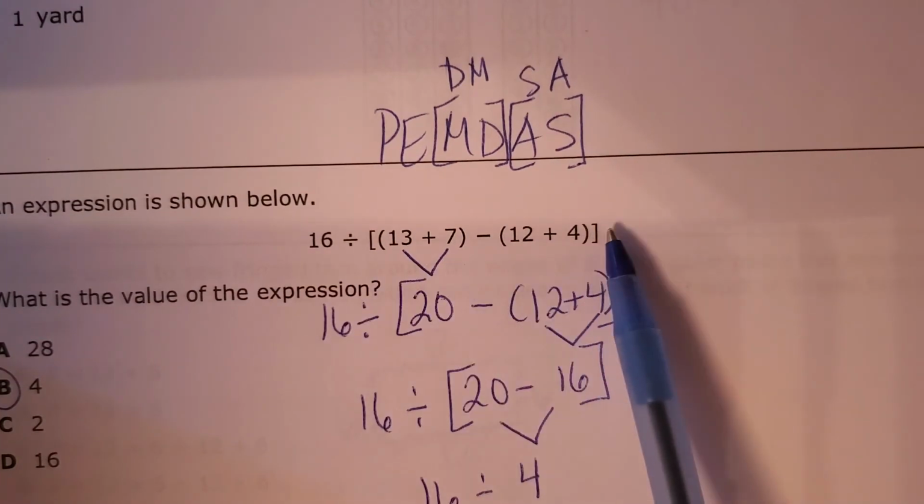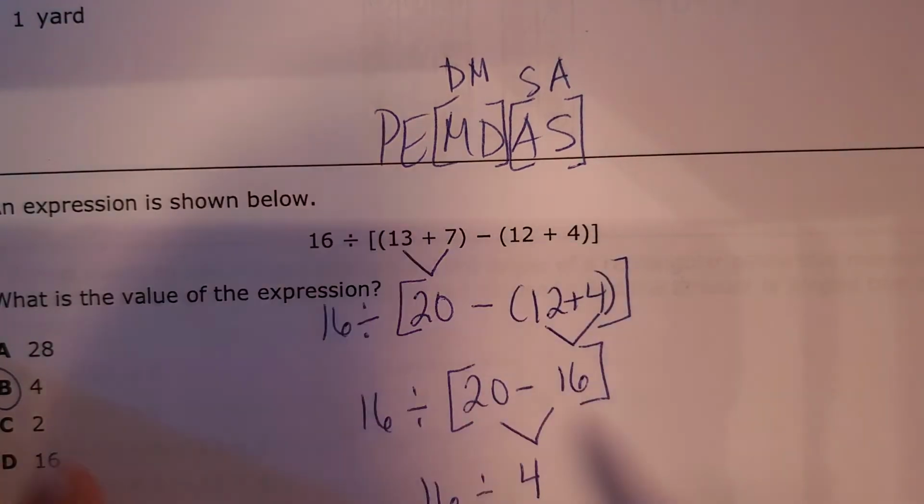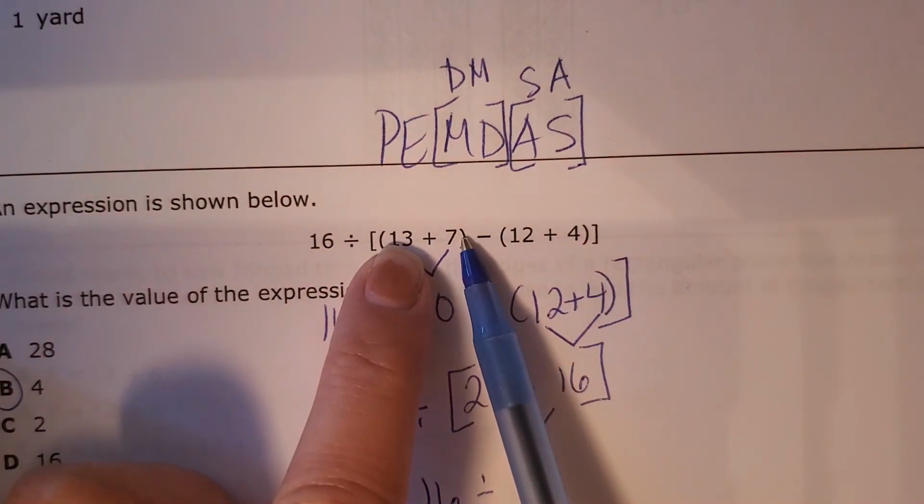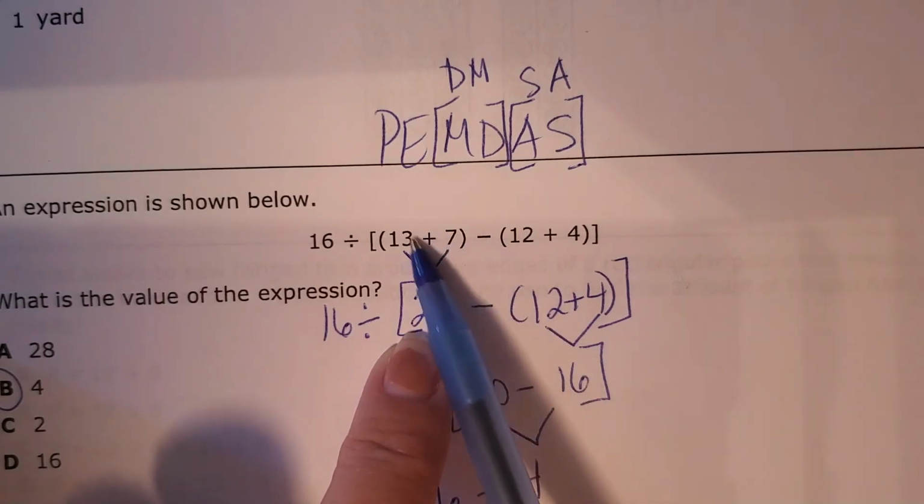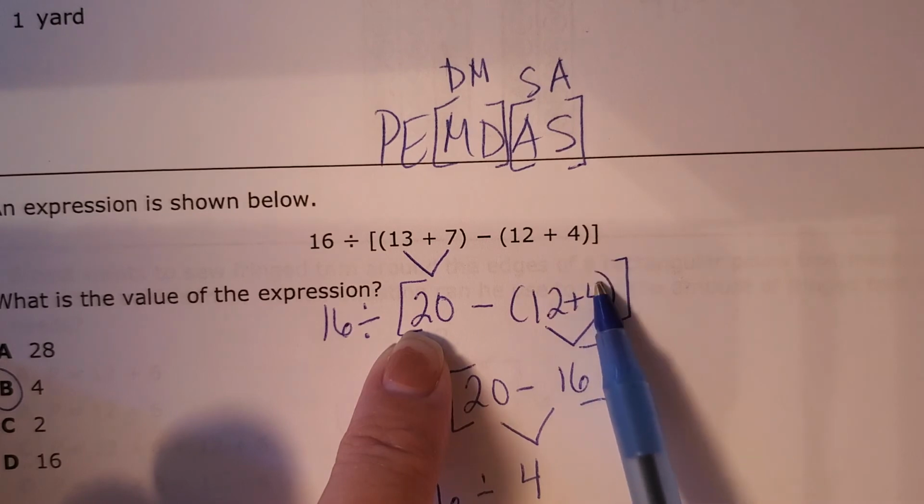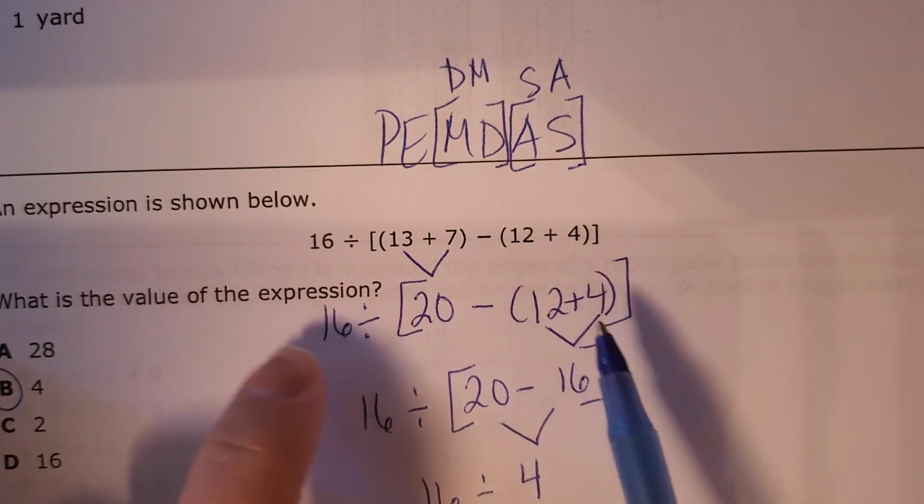Okay, so in this problem, we have these brackets, and in the brackets, we have 2 sets of parentheses. You're going to work left to right, first one. So we're going to do 13 plus 7, which gives us 20. We can drop the parentheses for this one, minus 12 plus 4, which we're going to keep in the parentheses, keep the brackets, and drop down the 16 divided by that.